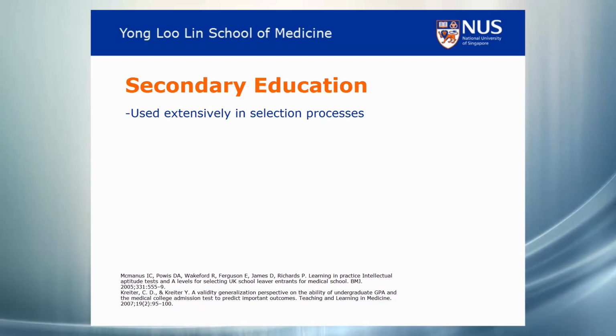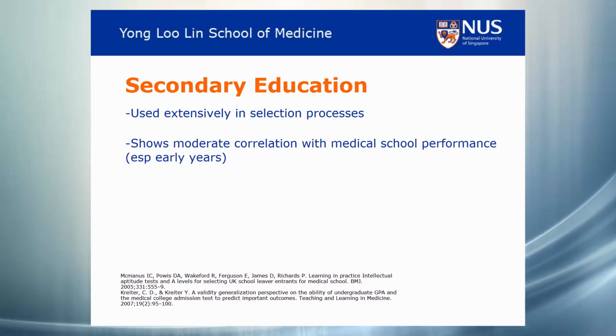And what we see from the extensive studies done, especially in this area, is that crystallized knowledge, or what we call the secondary education grades, shows some moderate correlation with medical school performance. This is especially so in the early years, where in medical school the content area is basically focused on the cognitive skills domains, the basic medical science years. As the student matures into the clinical years, the correlation drops, and little is known about future performance as a doctor or a health professional.